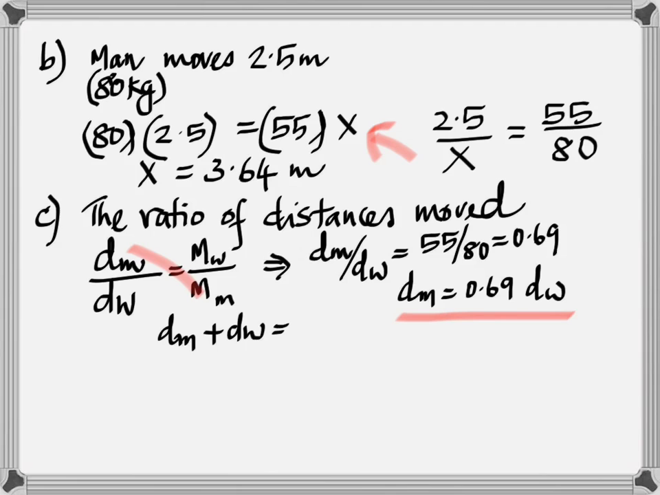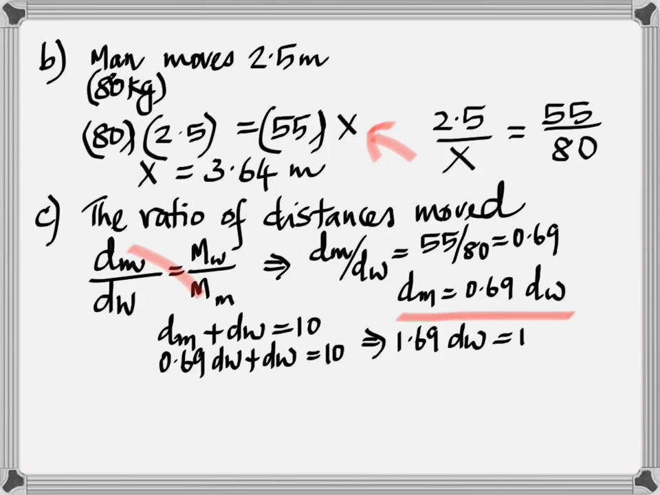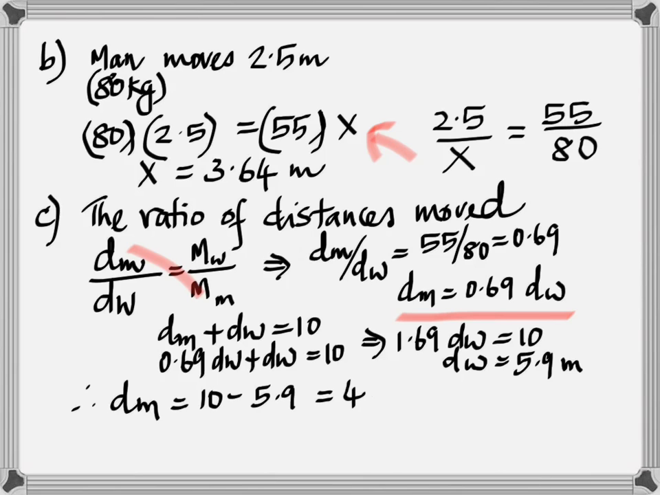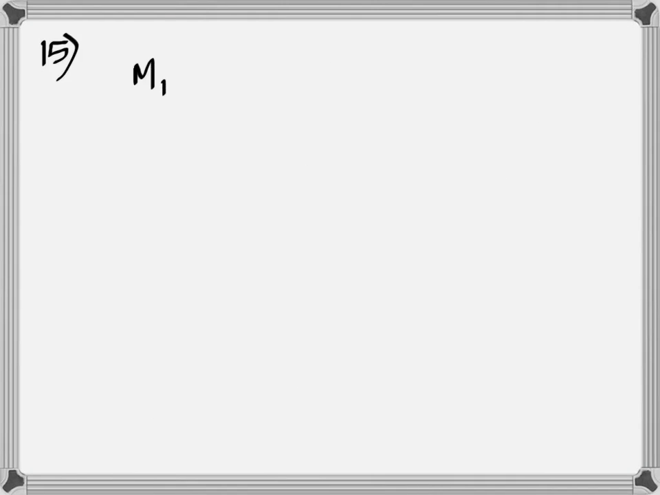And then you know that the total distance between them was 10. So both of them together should have moved 10 meters. And therefore the man should have moved 4.1 meters. 15.